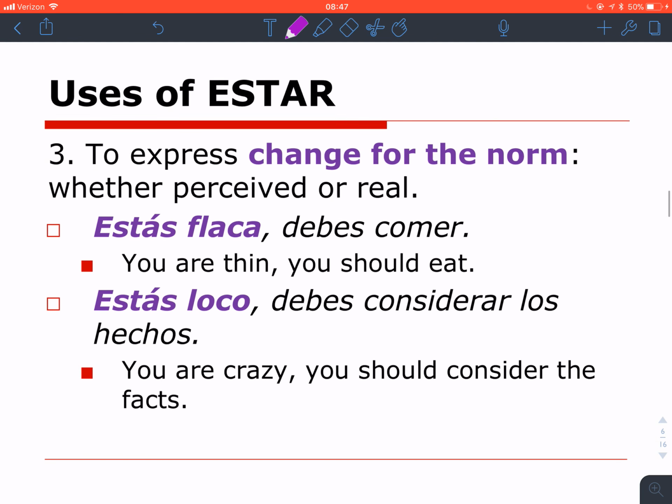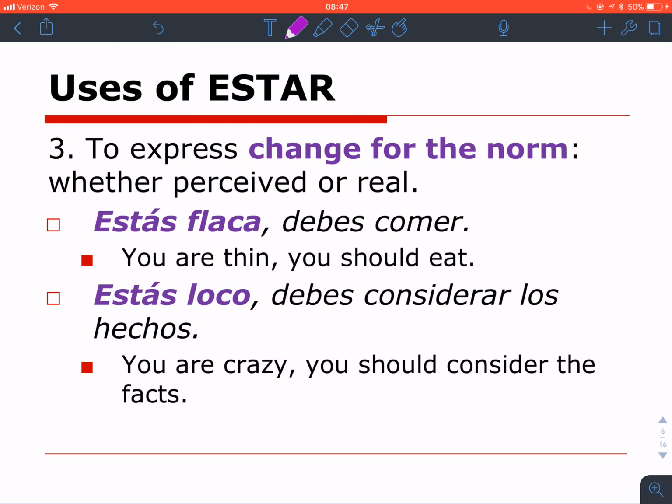The third use of estar is to express a change from the norm, whether perceived or real. I'm not really going to go too much into this, but basically we use these with figures of speech. So if we look at this second one, estás loco, debes considerar los hechos, you're crazy. This does not mean that the person that they're speaking to needs to be committed or needs to go on medication. It's just a figure of speech.